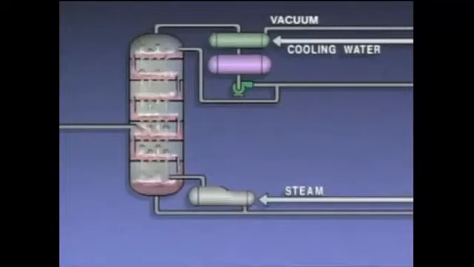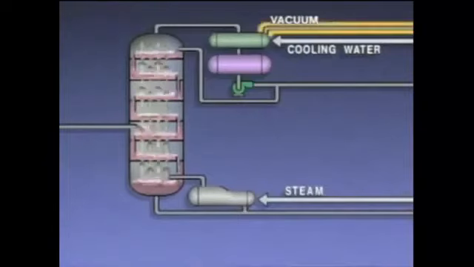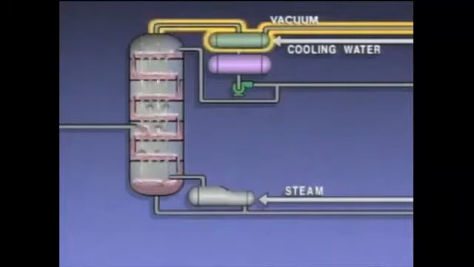Another difference is that a vacuum tower has an additional system that creates and maintains a partial vacuum in the tower. The partial vacuum is maintained by either steam jet ejectors or a vacuum pump. These components draw gases out of the tower through the condenser.